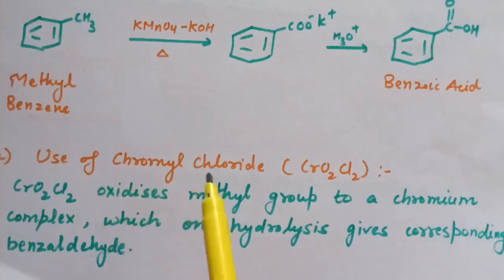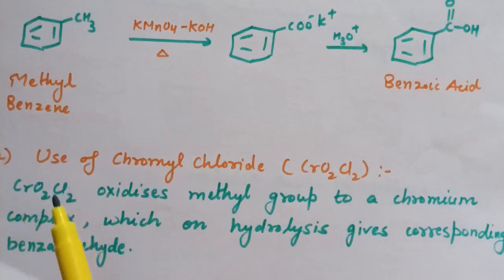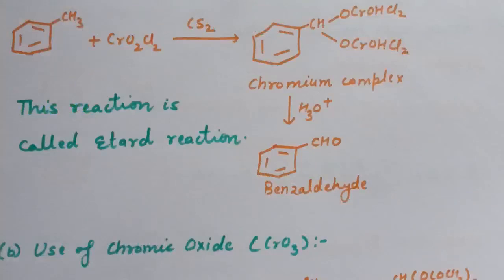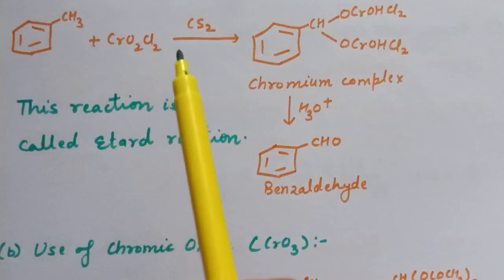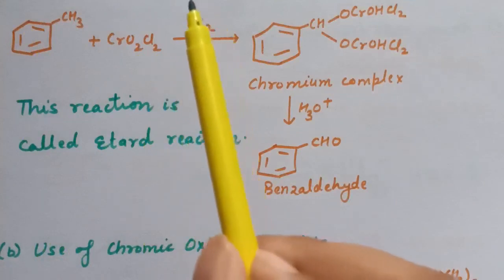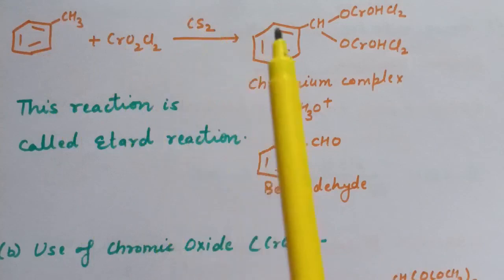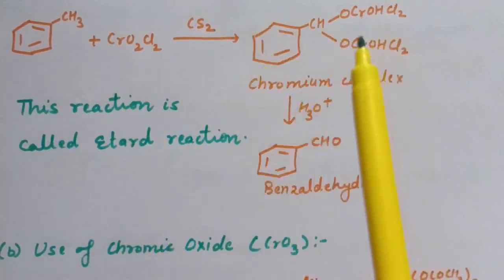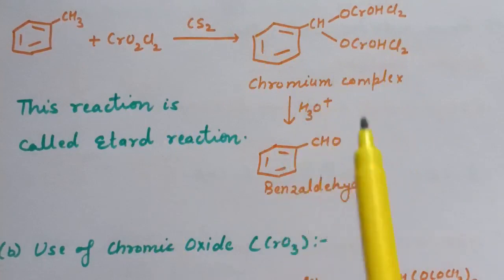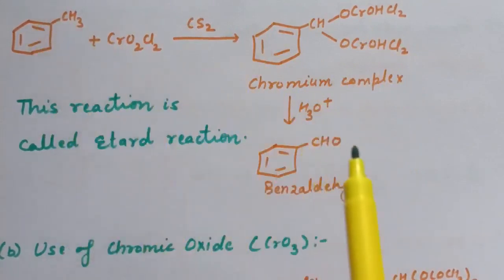First is the use of chromyl chloride, that is CrO2Cl2. Chromyl chloride oxidizes the methyl group to a chromium complex, which on hydrolysis gives the corresponding benzaldehyde. Here is the reaction. Methyl benzene is treated with chromyl chloride in the presence of carbon disulfide, which acts as a solvent. In the first step this chromium complex is formed. The hydrolysis of this chromium complex results in the formation of benzaldehyde, that is the CH3 group converts to CHO.